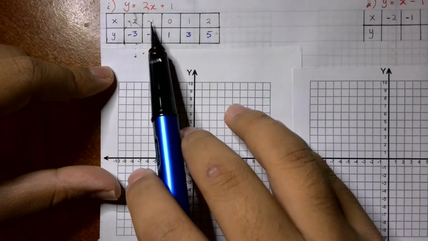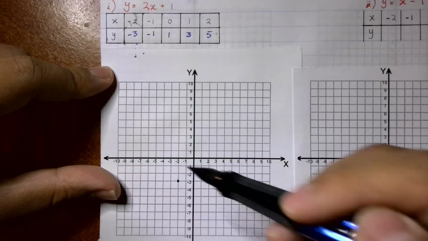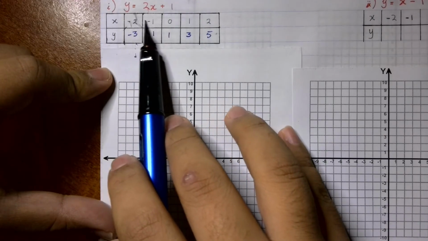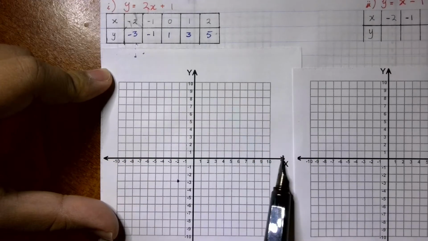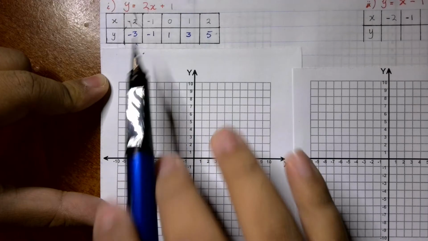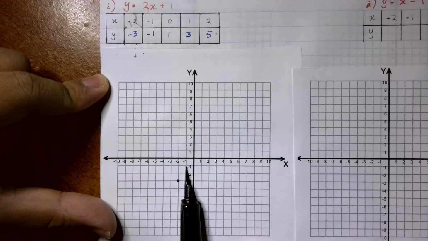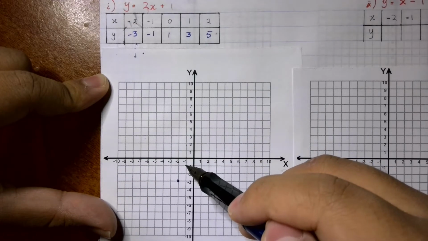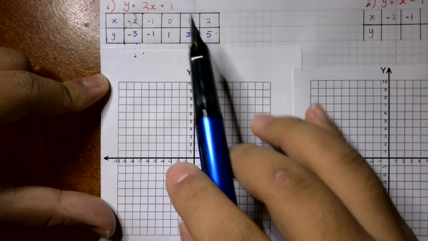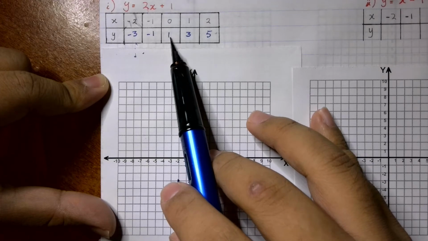Moving along, we have negative 1, negative 1. So we move once again the x coordinate first, negative 1. Here it is. And we move down to the y coordinate, negative 1. So negative 1, negative 1. There we go. Our next coordinate is 0, 1.